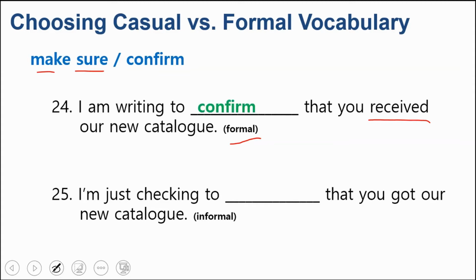And number 25, "I'm just checking." Here you could say "just checking" too, but here it's grammatically correct. "I am just checking," right? "I'm just checking," but it's still informal because we have a contraction, and "just checking" is more of an informal phrase. So, "I'm just checking to make sure that you got our new catalog." That is informal. Now again, please don't misunderstand me. I'm just showing you the difference between formal and informal language.